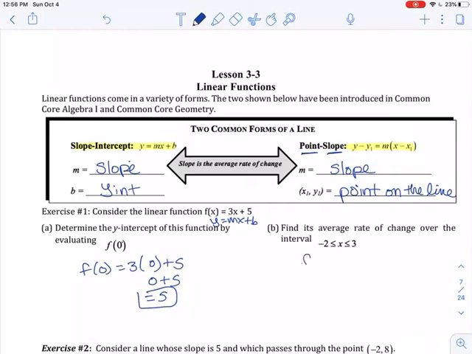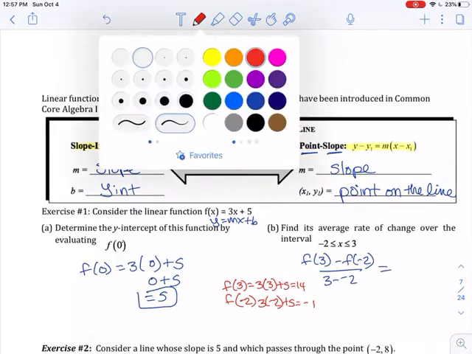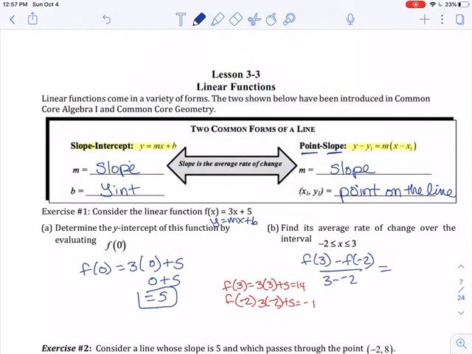I want to find the average rate of change over the interval between -2 and 3. So basically I'm doing f(3) minus f(-2) all over 3 minus -2. Well, f(3), I can do this again by looking at a calculator, but this one's pretty simple, it's just a linear function. So I'm going to do this off to the side in another color just so we don't get too confused. f(3) is just 3 times 3 plus 5, which is 14. And f(-2) is 3 times -2 plus 5, which is -1.